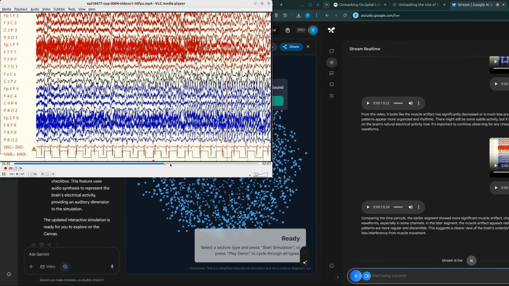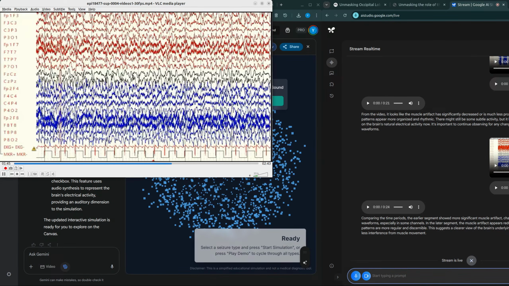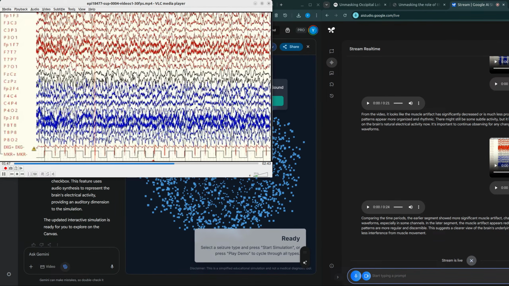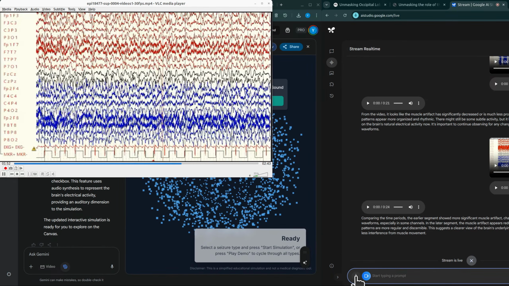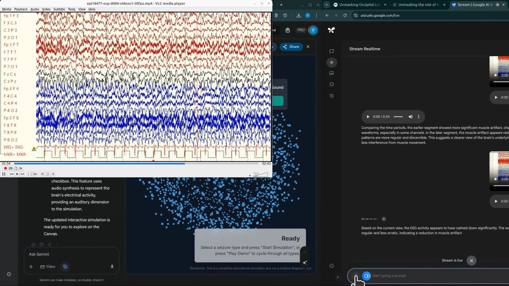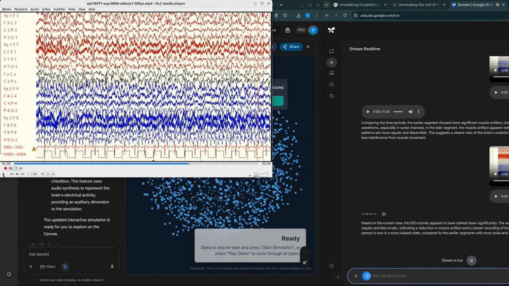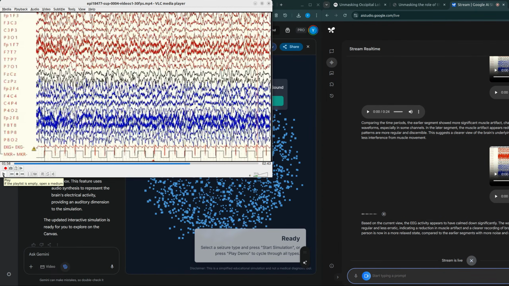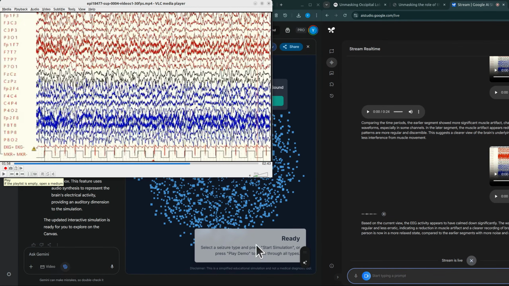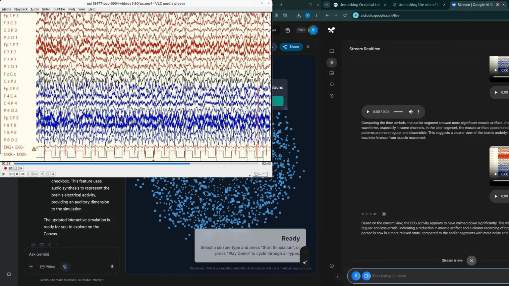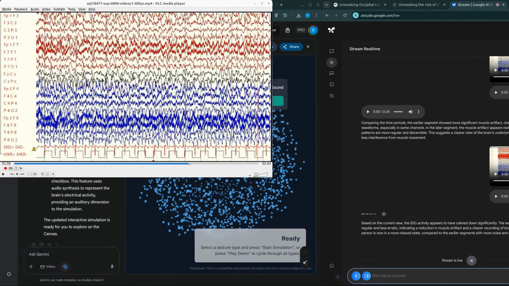Okay, let's keep going. We'll play it from this point onward. Can you tell what's going on? What's happening here and what changed? Based on the current view, the EEG activity appears to have calmed down significantly. The waveforms are much more regular and less erratic, indicating a reduction in muscle artifact and a clearer recording of brain activity. It looks like the person is now in a more relaxed state, compared to the earlier segments with more noise and movement.